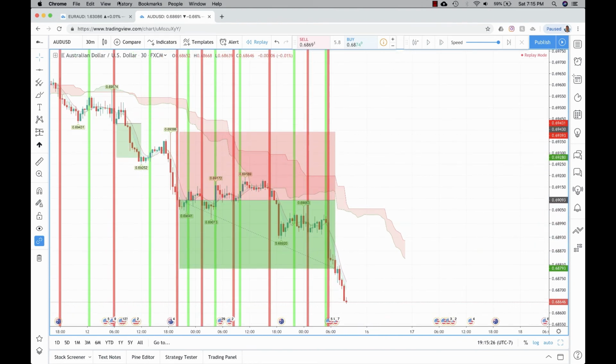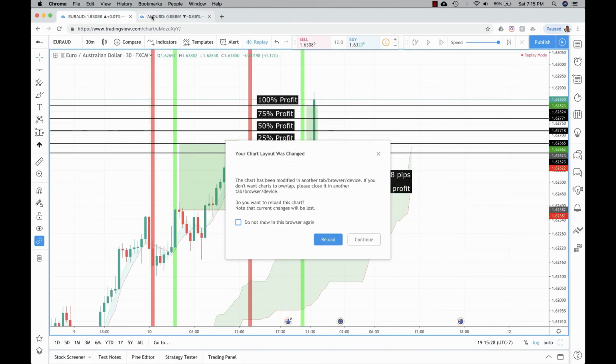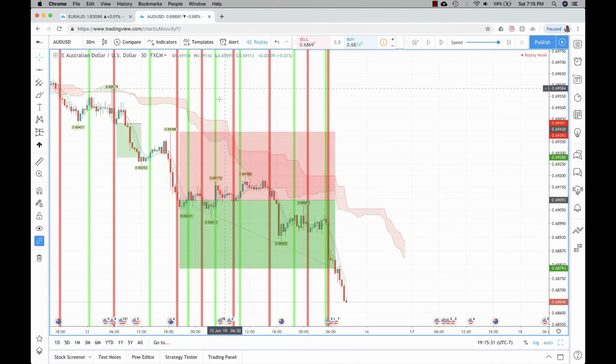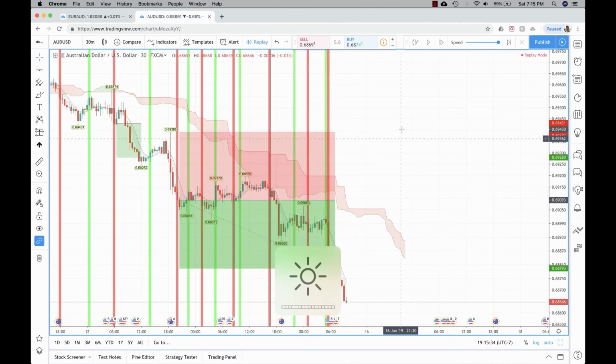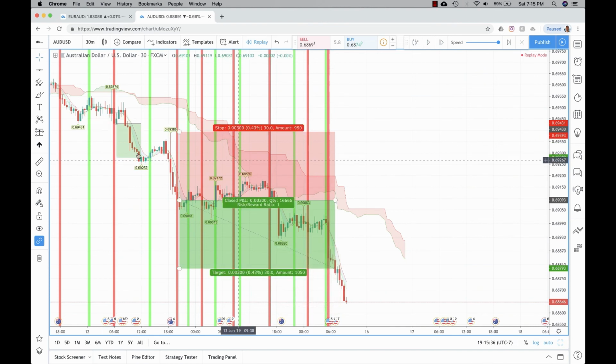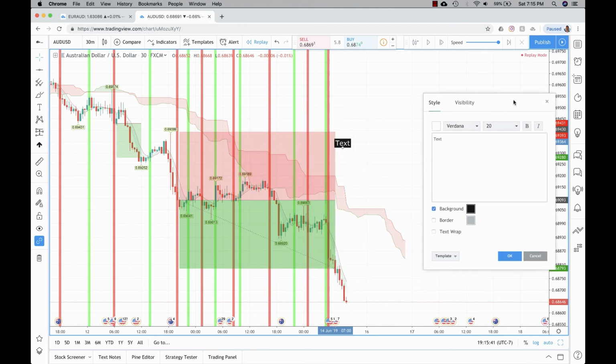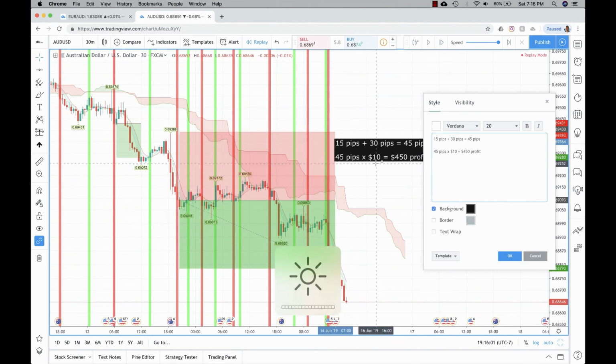All right, so two winners. We had two winners on the Euro AUD, and we also had two winners on the Australian dollar versus the US dollar. So this was 15 pips plus 30 pips. Let's do the math real quick. So 15 pips plus 30 pips equals 45 pips. And then 45 pips times 10 bucks, if you're doing a standard lot, you would have made $450 profit on those two trades.